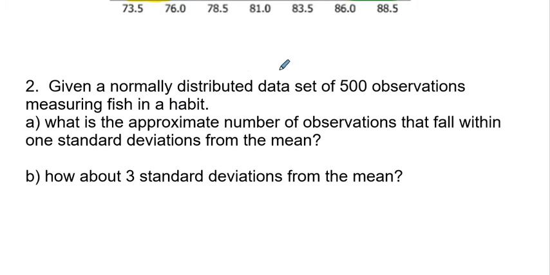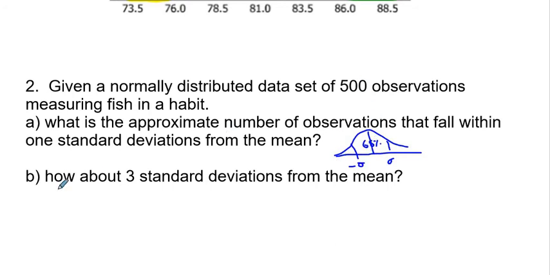So given a normally distributed data set of 500 observers measuring in a fish habitat, what is the approximate number of observations that fall within one standard deviation? And so you can draw the picture if you want, if the picture helps you. You can draw the normal curve. Some students, this visual helps. Between negative 1 sigma and 1 sigma is always 68% of the data.